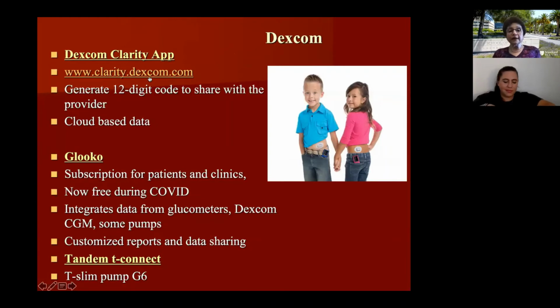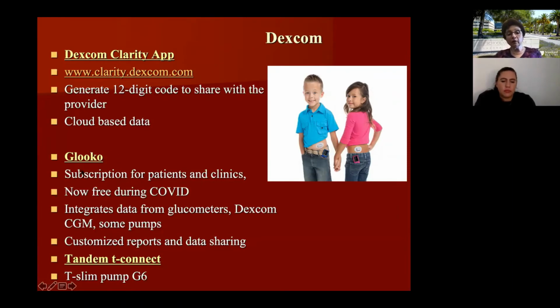So again, the Dexcom Clarity app is at www.clarity.dexcom.com. Then you generate your 12-digit code and you can share the code with the provider, and it's cloud-based data. It used to be that providers could see the data with a 3 hour delay. They just changed it for the time of COVID. So it's less than 1 hour delay for us to look at the data, which is nice.